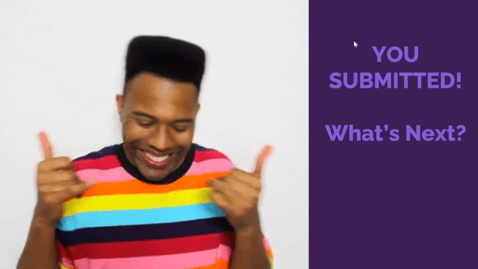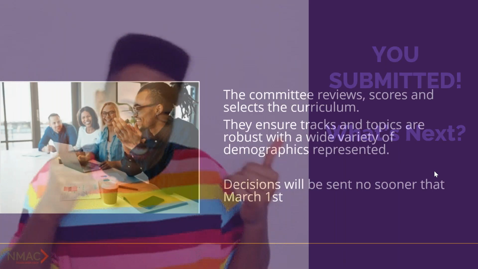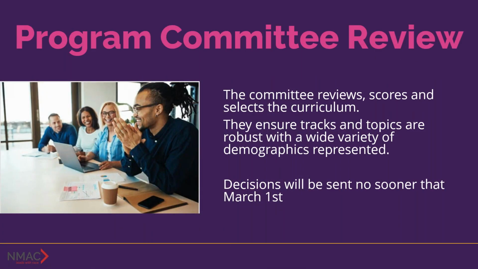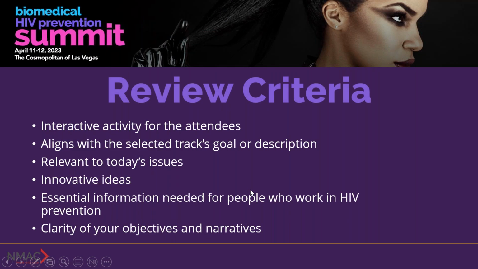What's next? Your abstract will be reviewed by the program committee. This program committee is made up of 12 people from around the HIV community who are experts on various topics. That committee will be reviewing all the abstracts, and they'll convene to decide which abstracts best meet the programmatic criteria.